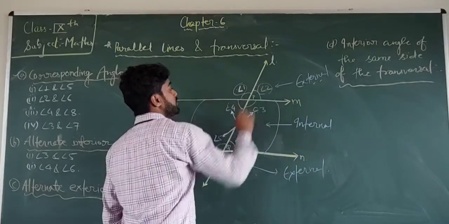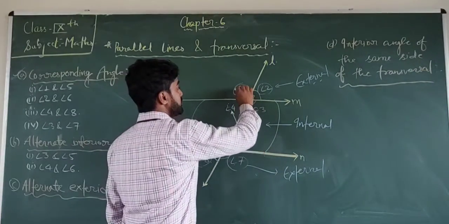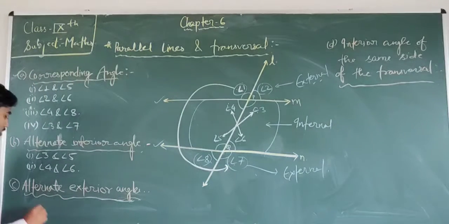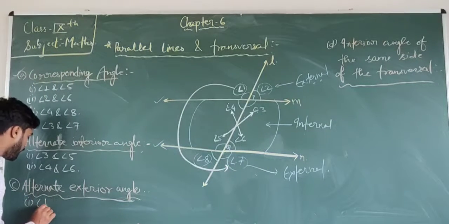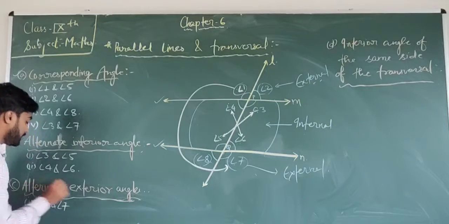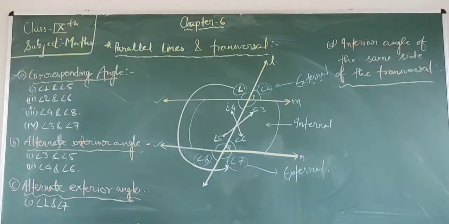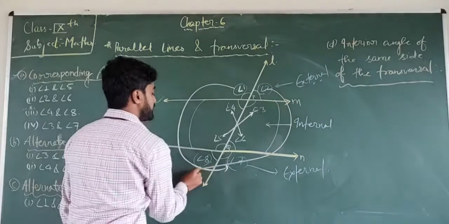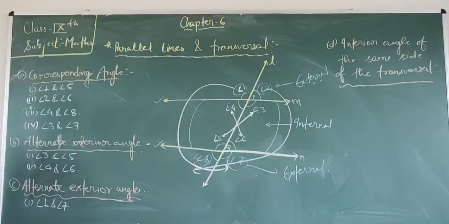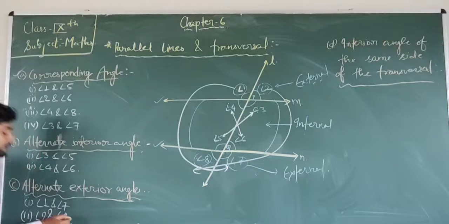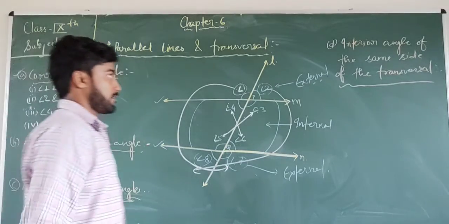Now we have to do it for the external part. The alternate angle of angle 1 is angle 7. So angle 1 and angle 7 are alternate exterior angles, because 7 is just opposite to 1 in the external part. Similarly for angle 2, the alternate exterior angle is angle 8. These are the pairs of alternate exterior angles in this diagram.